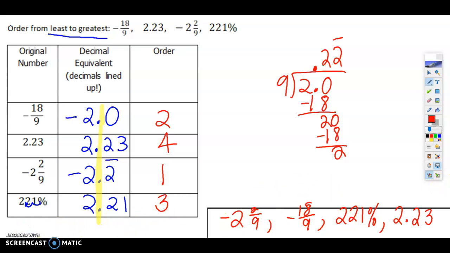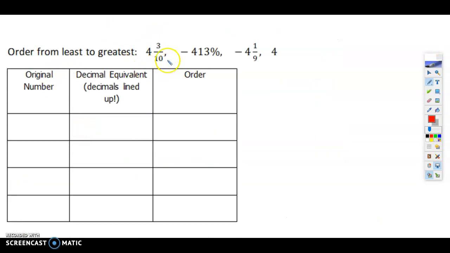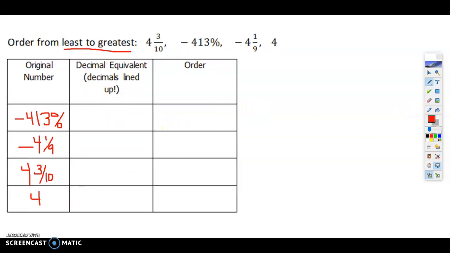All right, let's try the back. So order these from least to greatest again, and we're going to write all those numbers here, and I'm going to put my negatives together first. So I'm going to put negative 413% here. Then I'm going to put negative 4 1/9 here before I convert them. And then 4 3/10, and then 4. All right, see what you can do. Convert them first, and then see if you can get the right order, least to greatest.